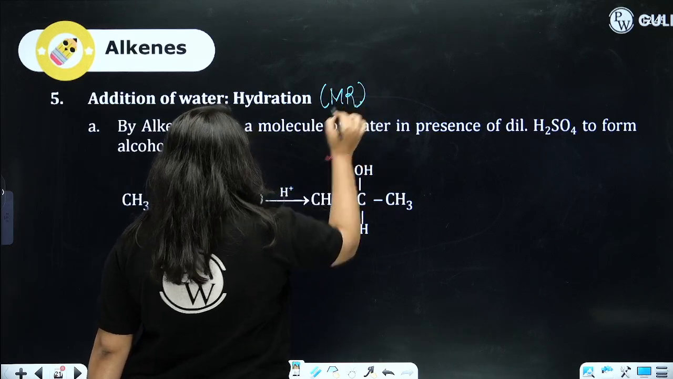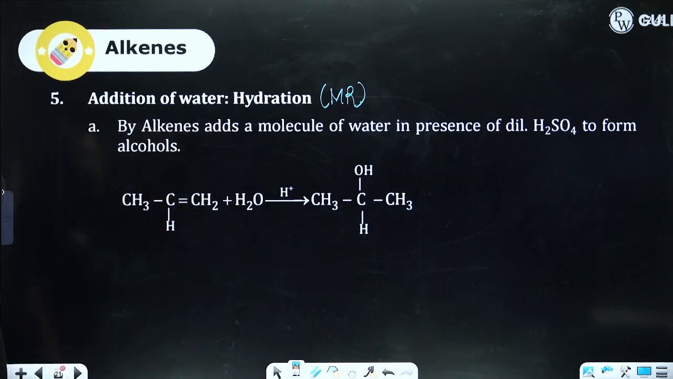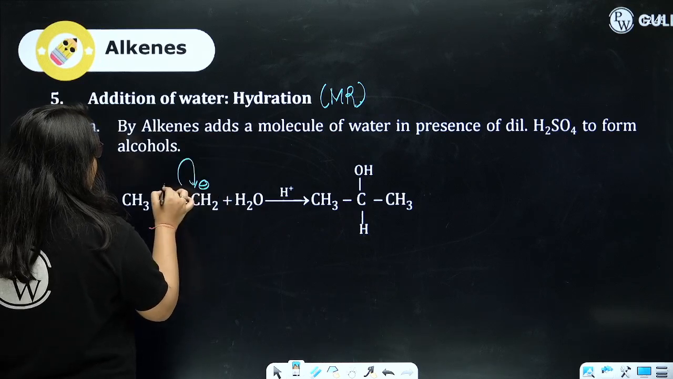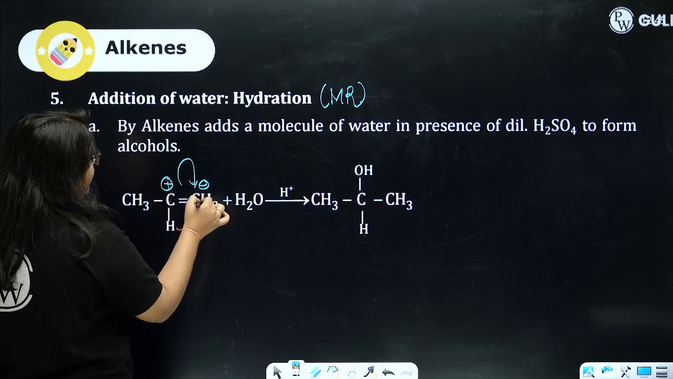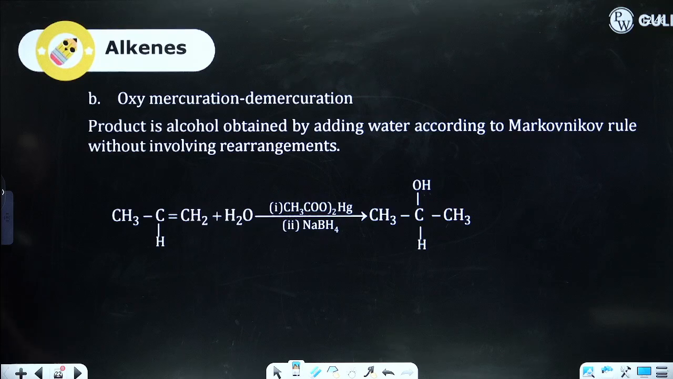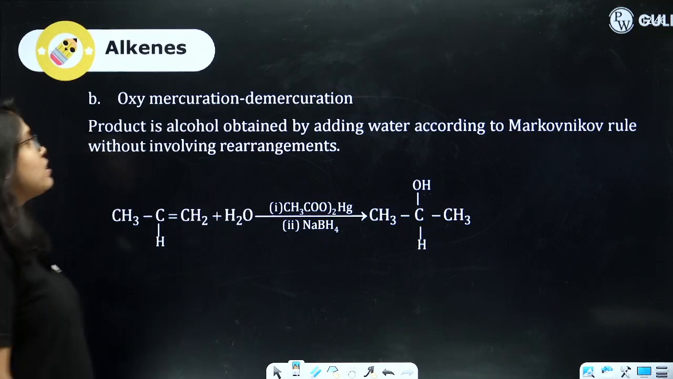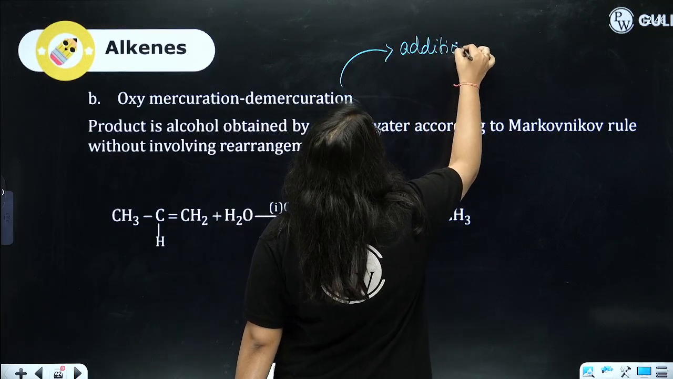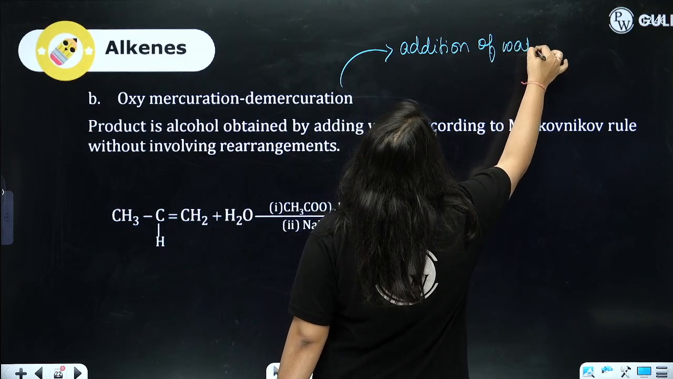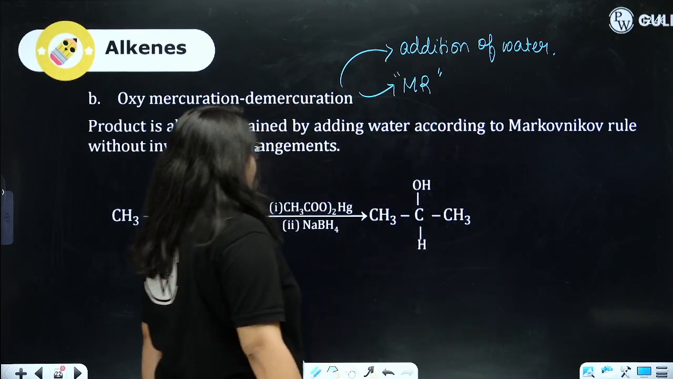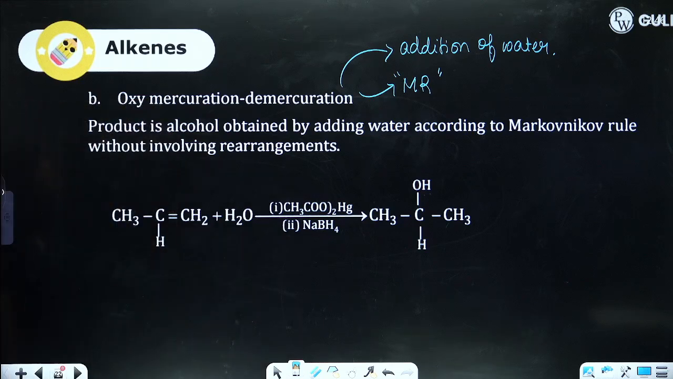Addition of water also follows Markovnikov's rule. And that is why this gets a negative charge, this gets a positive charge. As a result, OH is attached here, H is attached here. You will get this. Clear? Oxymercuration, demercuration. In simpler terms, this is addition of water only, and this follows Markovnikov's rule. Clear?